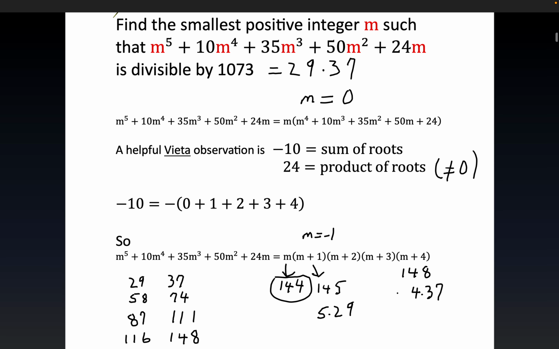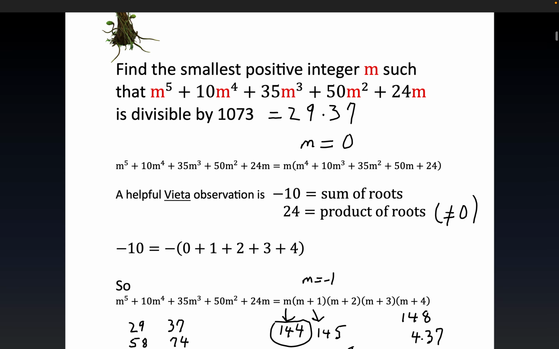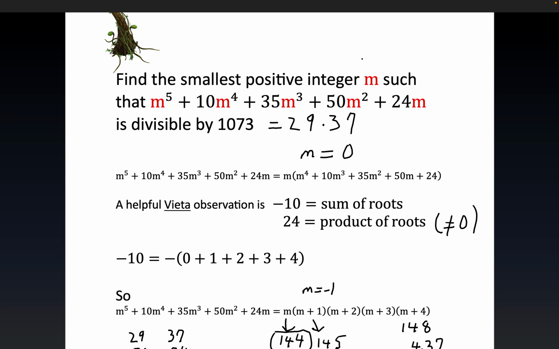And I admit I waved my hands just a little bit right here, but the minus 10 and the 24 gives us enough conditions to at least try this. And again, I wouldn't know in advance if those work, but you can check at least, and you can go back and check to see that this factorization does yield these coefficients of 10, 35, 50, and 24. Okay, but again, M equals 144 is the solution to this problem.